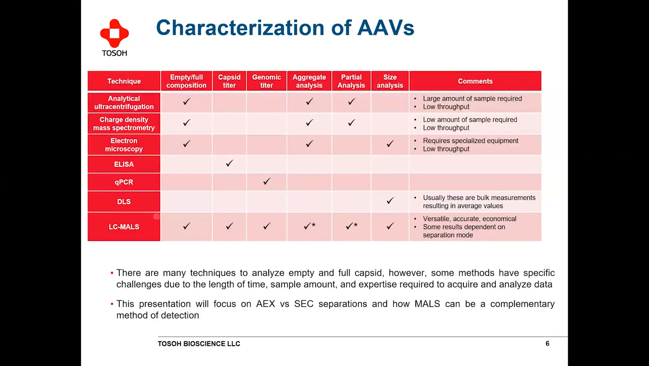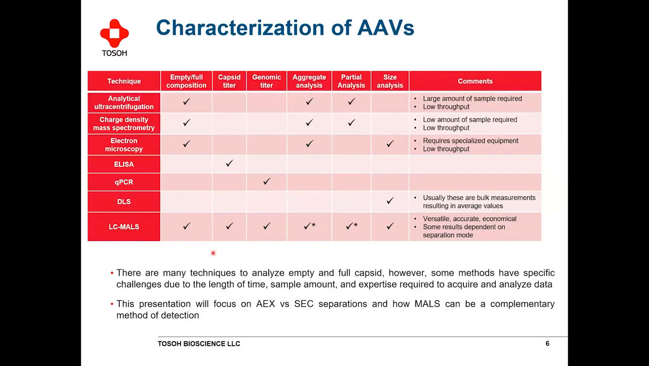Going down this list, talking a little bit about some of our light scattering techniques, we have DLS also as an option. DLS typically is used for bulk measurements, so it's not going to be typically used as a detector that's hooked up with, say, your chromatography, your HPLC system, but it can give you information about sizing, but it's limited in being able to give you information about, say, your genomic material, your capsid, or your empty full composition.